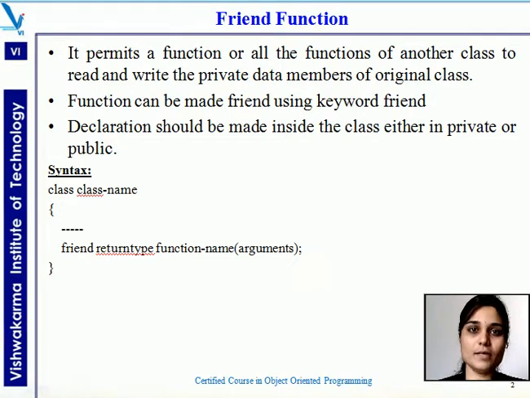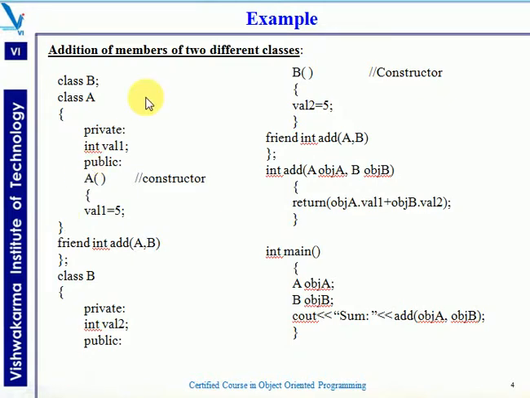Now we will see one sample code to understand the friend function. Here is one example. A friend function is used when we need to operate on data of two or more objects of the same or different class. For example, if we want to compare marks of two or more students, or here we have taken one example of addition of members of two different classes.